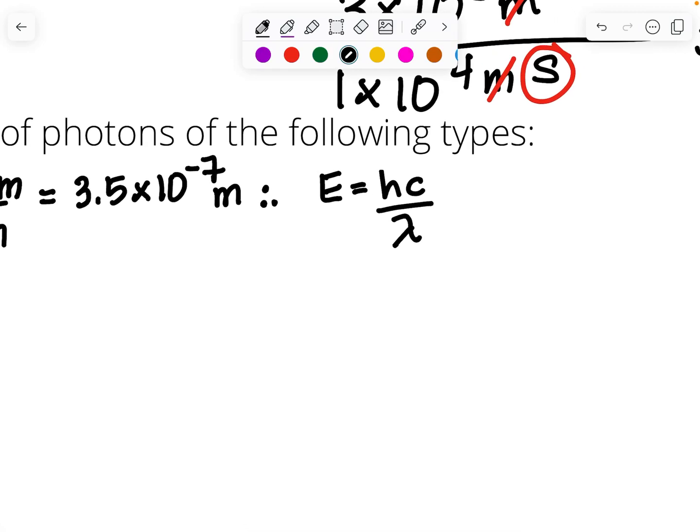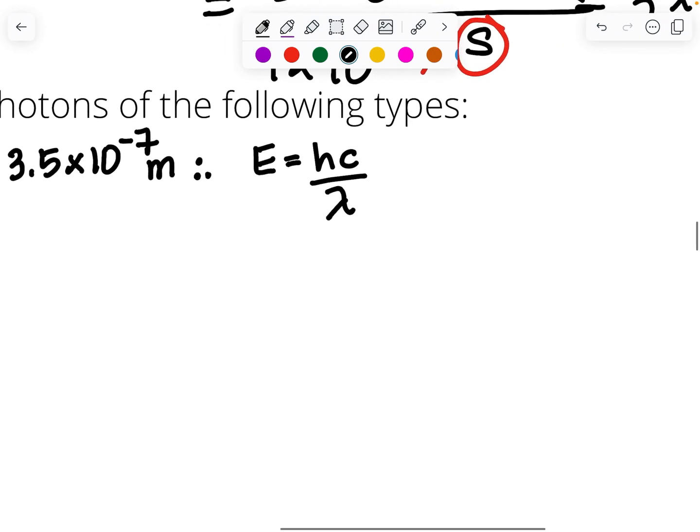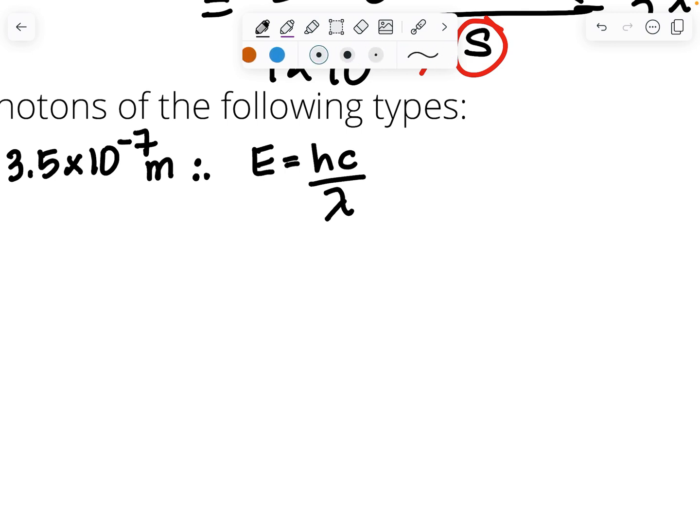So again, the formula we're using is energy equals Planck's constant times the speed of light divided by our wavelength. We just converted our wavelength into meters. So now what we need to do is, let me do a smaller one here. We're going to do Planck's constant. It's actually 6.626 times 10 to the negative 34.